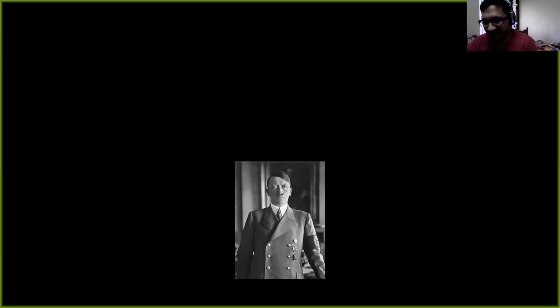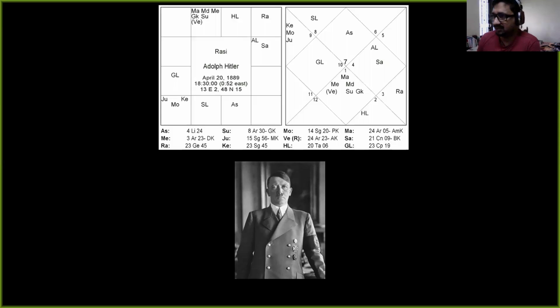Hitler is someone whose actions we know. He's a very famous leader who brought about great change, brought about great destruction. He was one of the main leaders responsible for World War II, the Second World War, and brought about great destruction. A lot of karmas were definitely expressed through this native's life, through Hitler's life. So now let's look at Hitler's chart. What is Hitler's chart telling us?